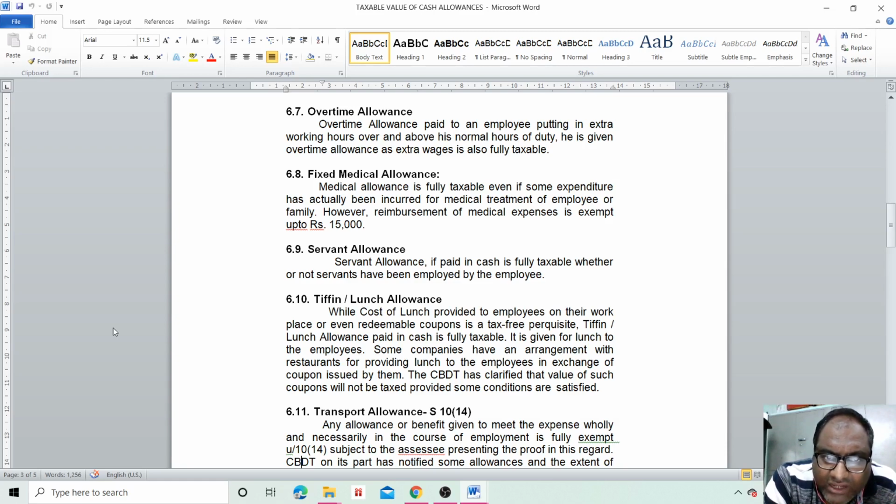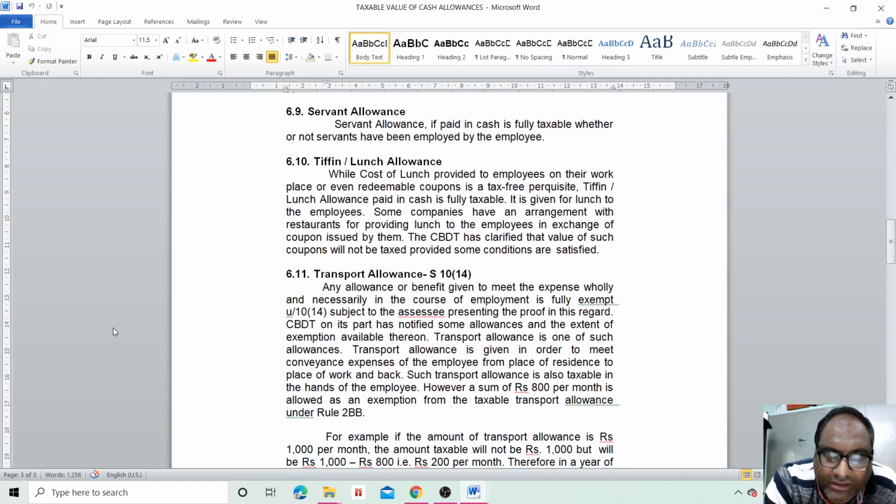Fixed medical allowance. Medical allowance is fully taxable even if some expenditure has actually been paid for medical treatment of the employee or family. However, reimbursement of medical expenses is exempt up to 15,000. Servant allowance, if paid in cash, is fully taxable, whether or not servants have been employed by the employee. Then tiffin and lunch allowance.